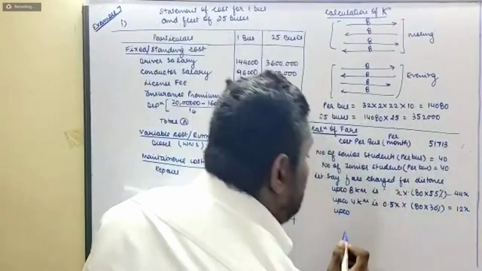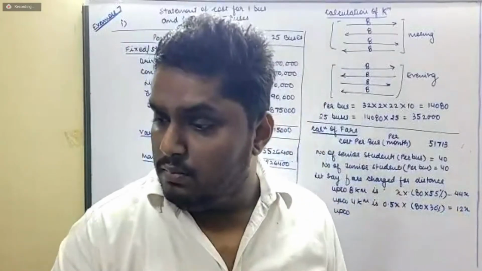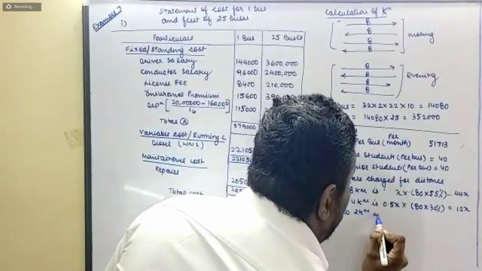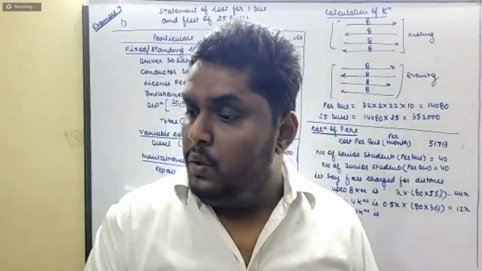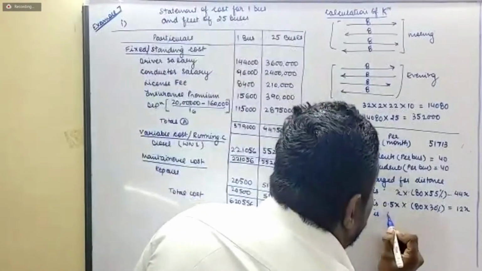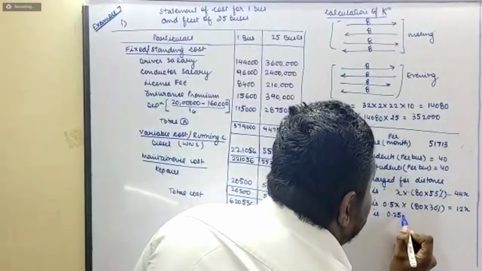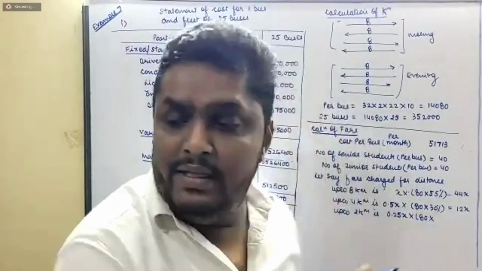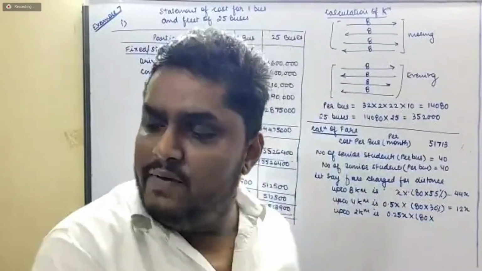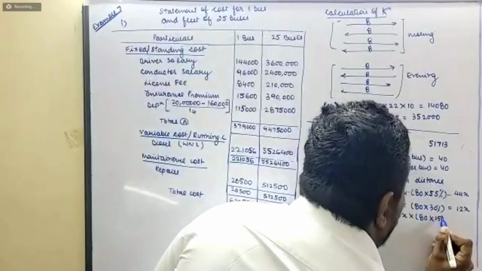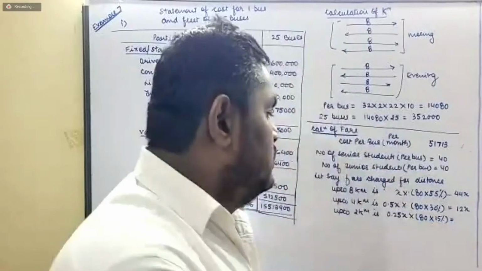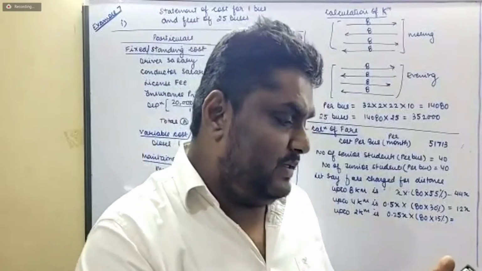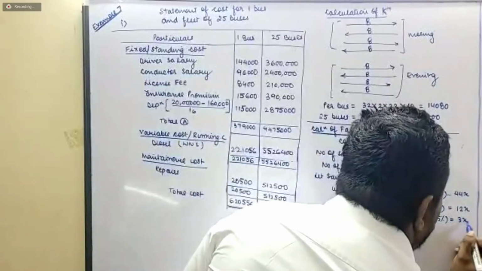And up to 2 kilometers is 25% of the full fare. So 0.25X into 80 into how many percentage of students are availing the service? 15%. So this will be 80 into 15% into 0.25X. So this will be 3X.